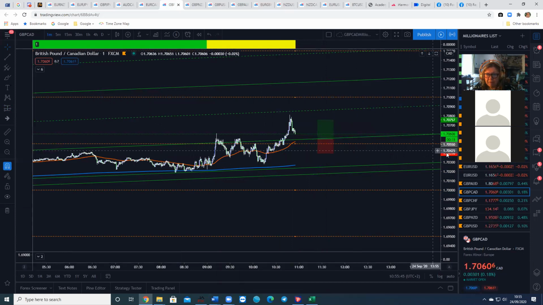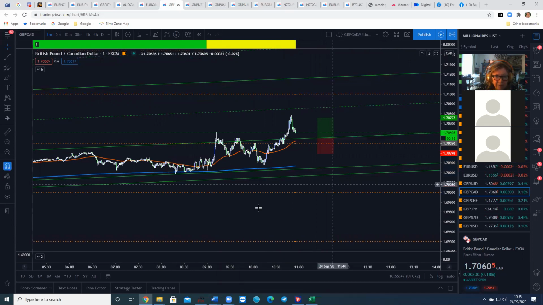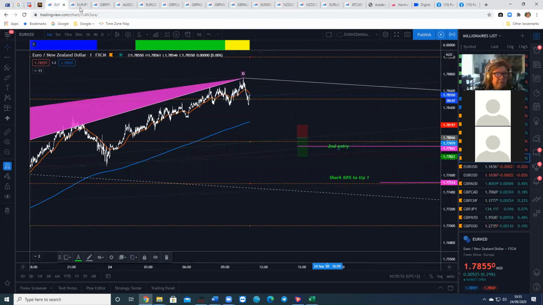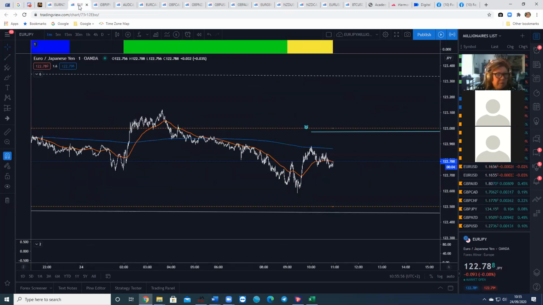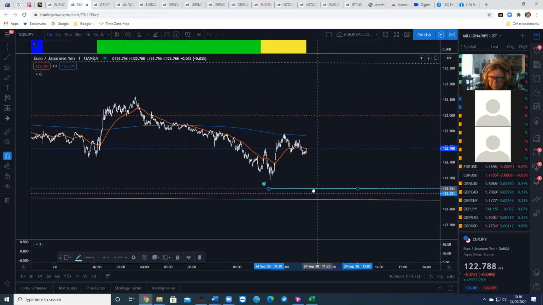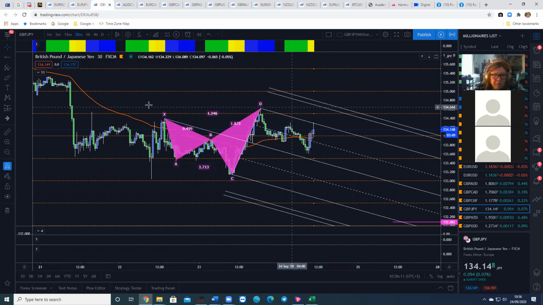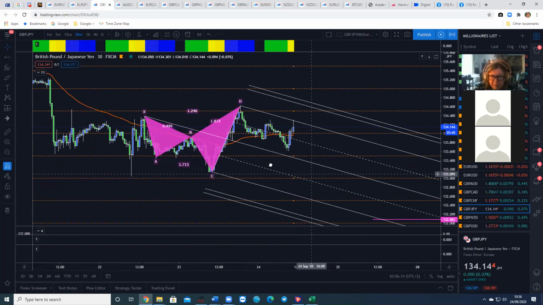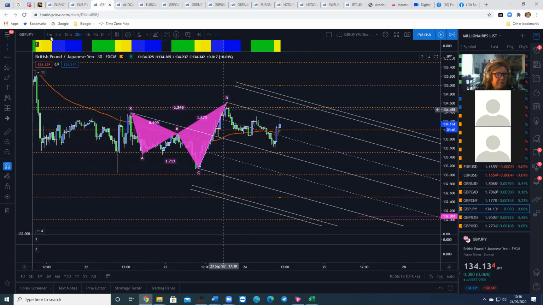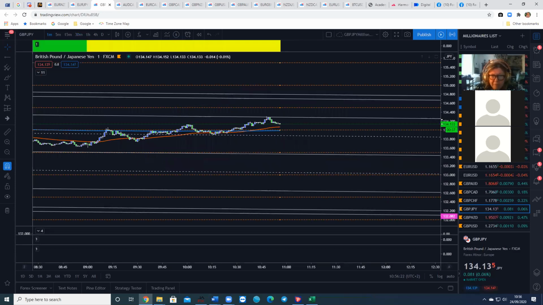Okay, so there's a nice setup there just as we come to the end of the session. So Euro NZD we're not bothering with at the moment. Euro JPY looks like it's going down actually. I might move that down to there. It's not one I trade a lot. GBP JPY. That was me making a note down there. That should be going up.